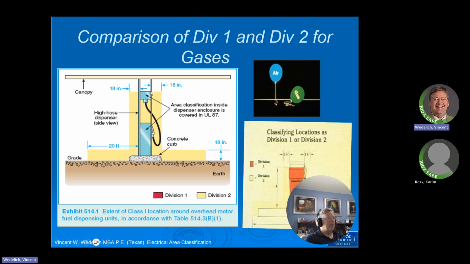Yeah. So if you look at this thing, it's saying that you have 18 inches away from that pump, and then 18 inches up, and then 20 feet is all classified. If you're standing right here, it's okay, right? But if you were to get on the ground, you might smell vapors because they're heavier than air. So that's what it really breaks down to. Is the gas heavier than air, right?